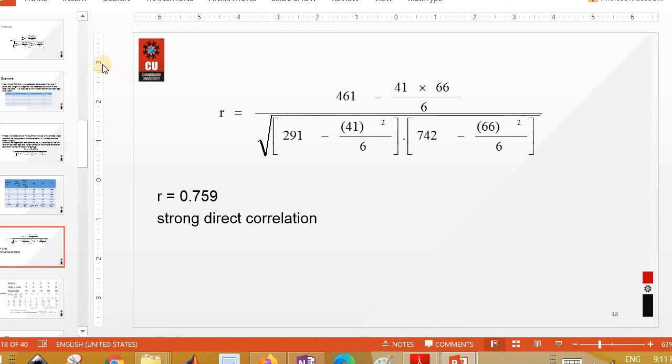Okay, so in this way we find the correlation coefficient with the help of the Karl Pearson coefficient method. This is called the Karl Pearson coefficient method.